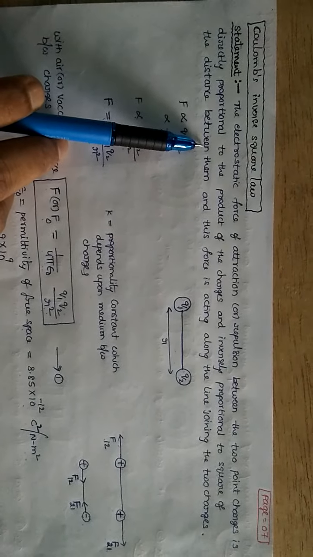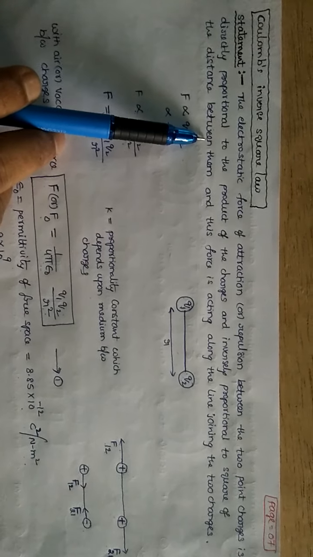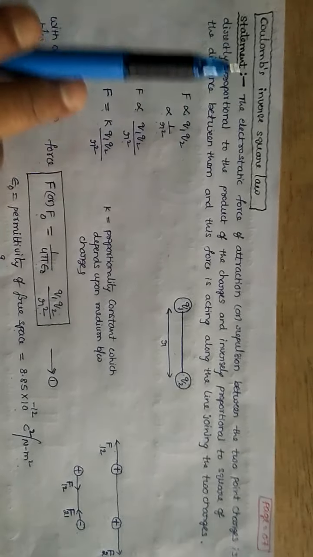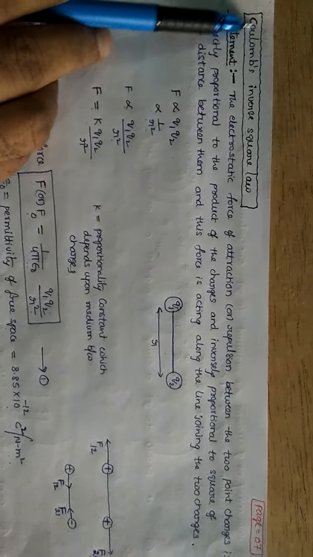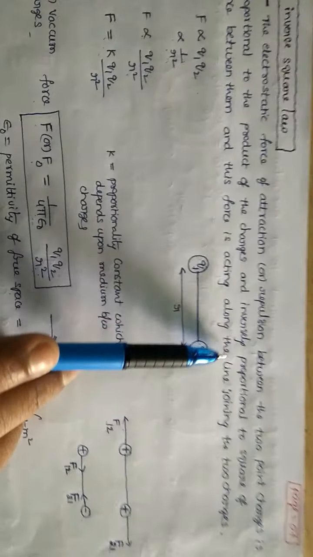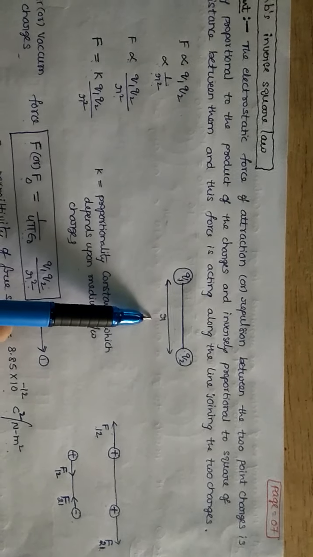So let us see. I told you in the properties of electric charges, like charges repel each other, unlike charges attract each other. Now Coulomb is giving a mathematical formula for the force of attraction or repulsion between the charges. Let us see here two charges Q1 and Q2 separated by a certain distance r.